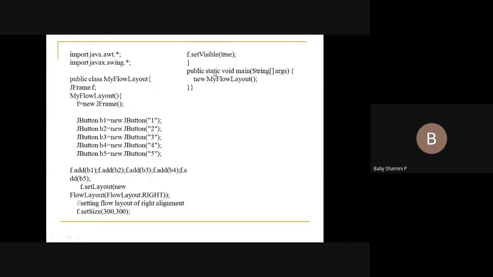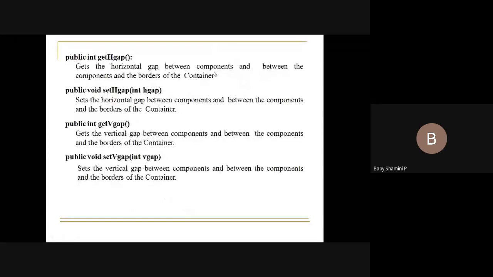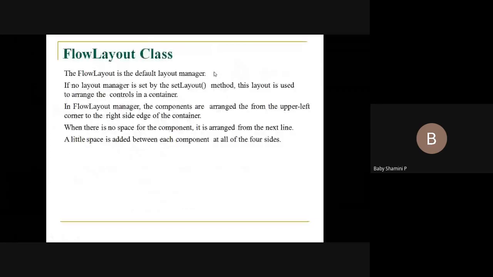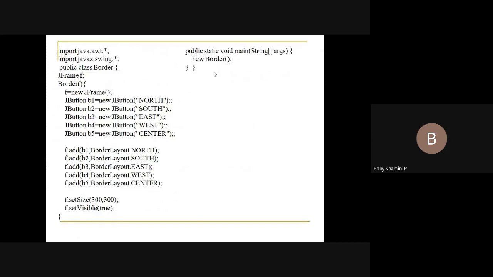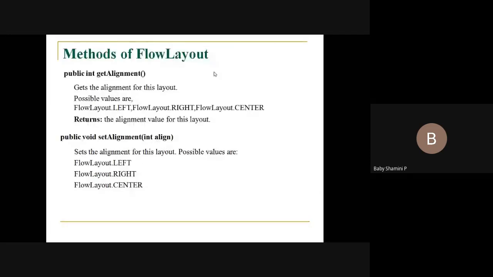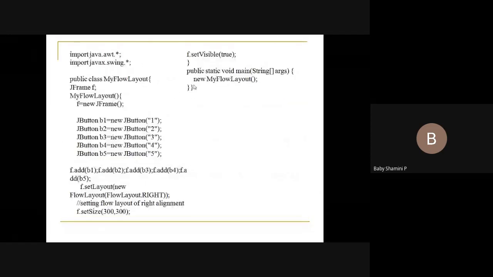In the previous example, border layout, we used the constants BorderLayout.NORTH, BorderLayout.SOUTH, and so on. In this way we declare. But in flow layout we have to declare FlowLayout.RIGHT. This is the method FlowLayout.RIGHT, used with the method setLayout. This is the constant for the region, whether it starts from left to right or right to left. And this is our main function.